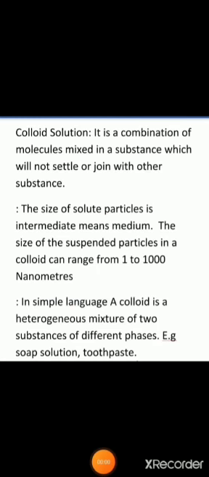Now here comes the colloidal solution. So we can see the particles, some are visible on the filter paper and some have passed through. So it is a type of translucent solution, and we have studied about the colloidal solution as well as the Tyndall effect related to it. Here at the last I have written the colloidal solution definition also. It is the combination of molecules mixed in a substance which will not settle or join with another substance. Even the size is written, and the last words, in simple language: a colloidal solution is a heterogeneous mixture of two substances of different phases.